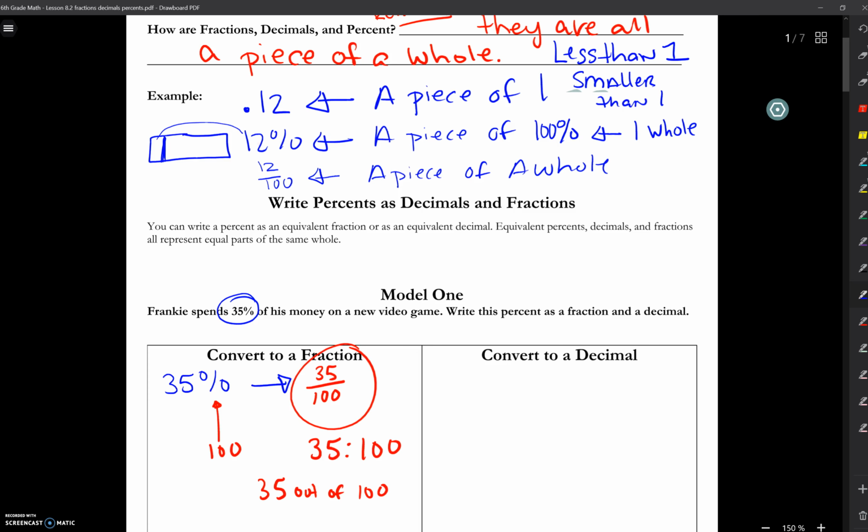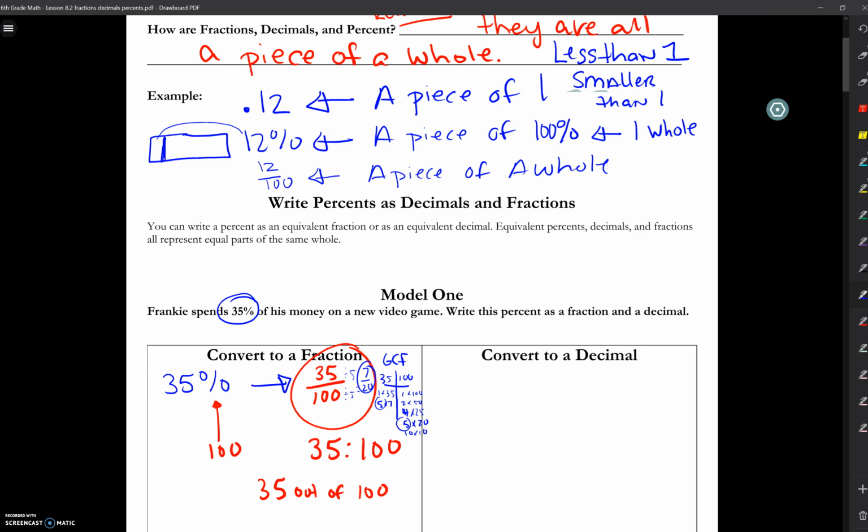Last week we found the greatest common factor. I'm just going to write it over here. We found the GCF, and we would do something like this. We put 35 and 100. It's 1 times 35 and 5 times 7. And then 1 times 100, 2 times 50, 4 times 25, 5 times 20, and 10 times 10. Then we took the greatest common factor, which for this problem would be 5. We divide this by 5 and this by 5, and we end up with 7 over 20. And so we have a fraction.